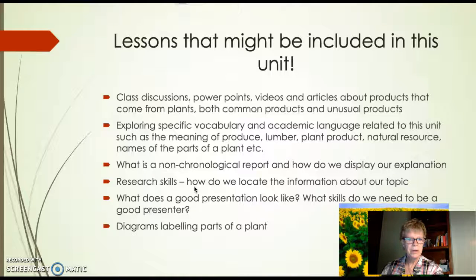We'll need to talk about what is a non-chronological report and how do we display this effectively and explain our information. They will need to learn research skills. How do we locate the information about our topic? And what does a good presentation look like? What skills do we need to be a good presenter? And I would also like to see some scientific research into how they would diagram the parts of their plant.